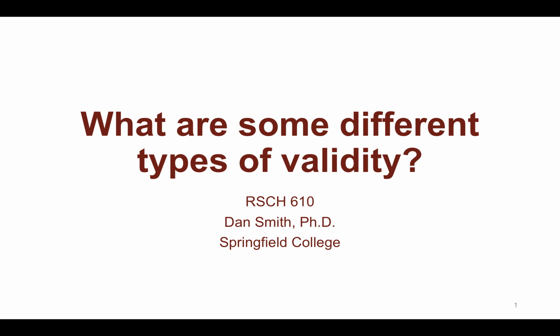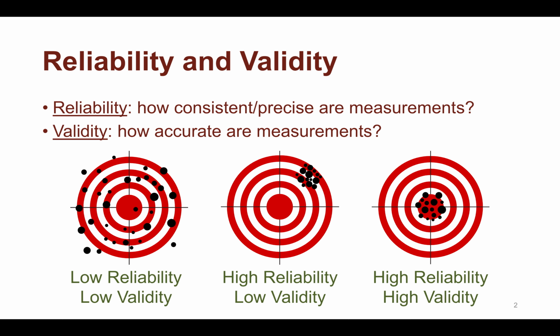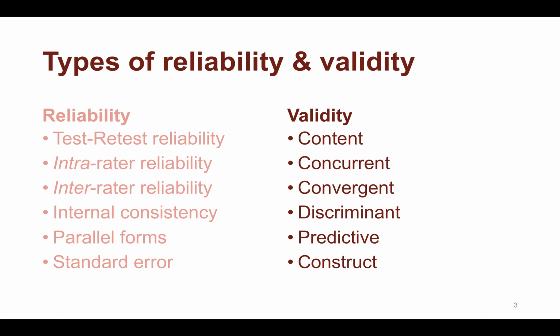In this video, I'll cover some specific types of validity. So first, just a quick review: reliability refers to the consistency of measurements, validity refers to the accuracy of measurements. We've already covered the different types of reliability in the previous video. In this video, I'll be covering specifically the types of validity shown here.